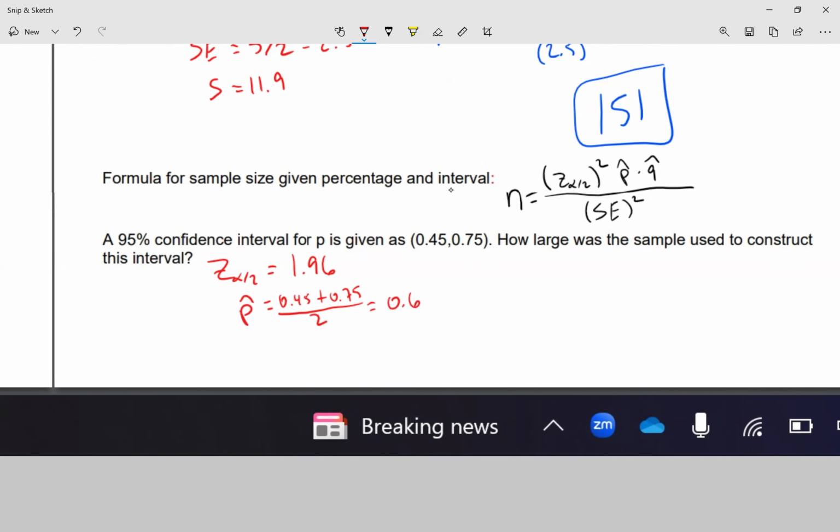Okay, so I know my P hat. I know the probability of success. 0.6 is a number in between 0.45 and 0.75. From there, I can figure out the probability of failure. Isn't it 1 minus P hat? So in this case, 1 minus 0.6. So I'm going to say it is 0.4.